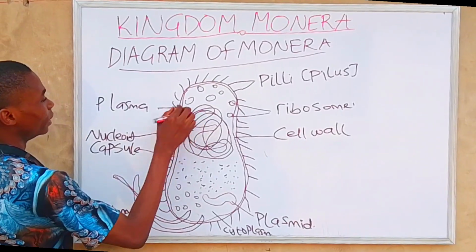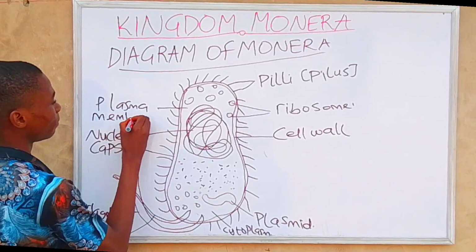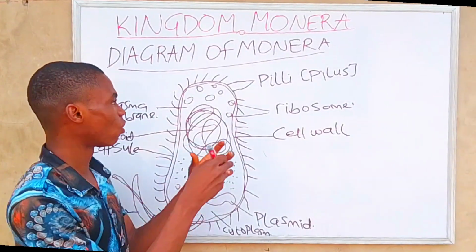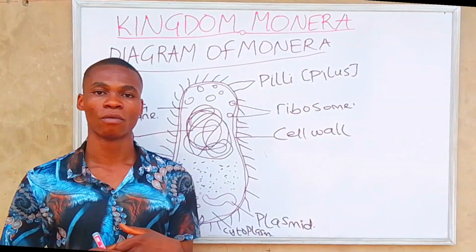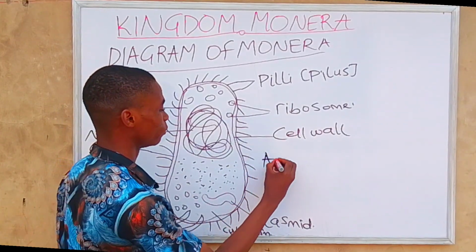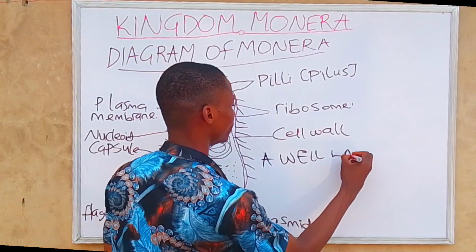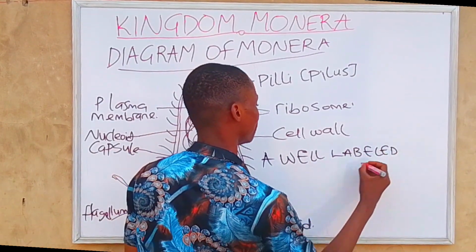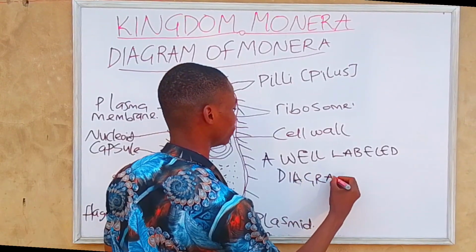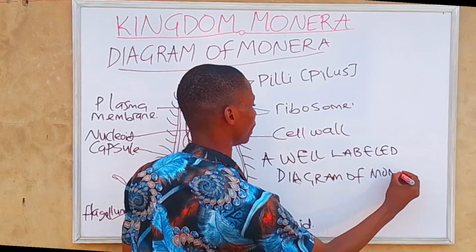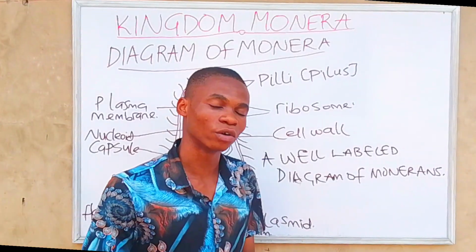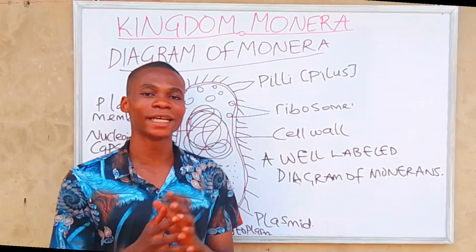And the last one here is the plasma membrane. What is the function of plasma membrane? It controls what enters and goes out of the cell. So we can say, a well-labeled diagram of Moneran. So now let's move to the classification of bacteria by shape.